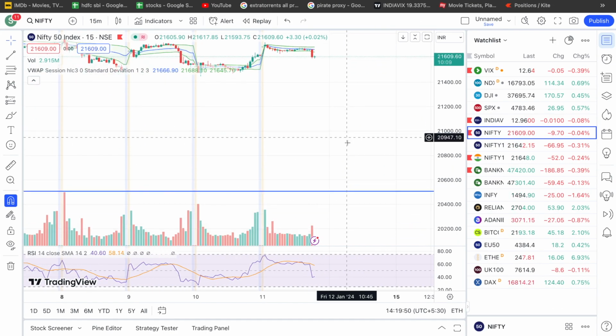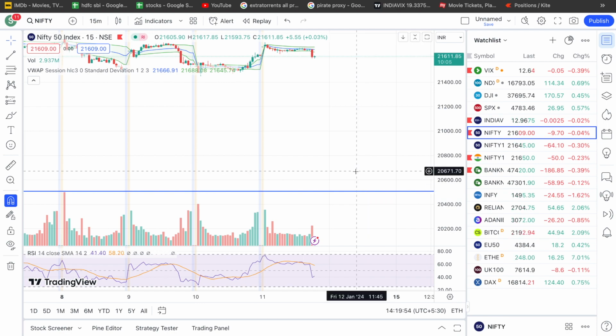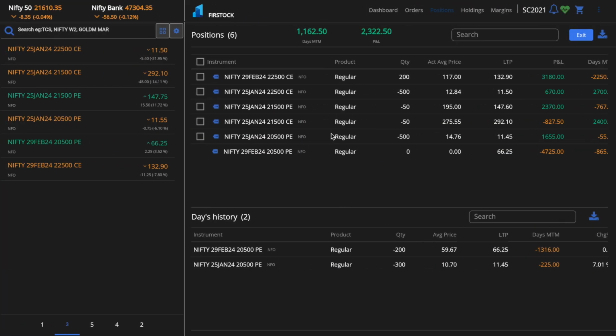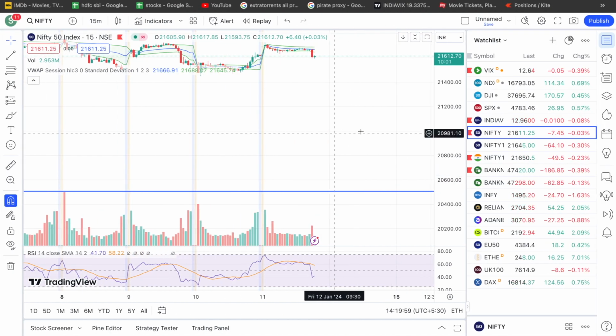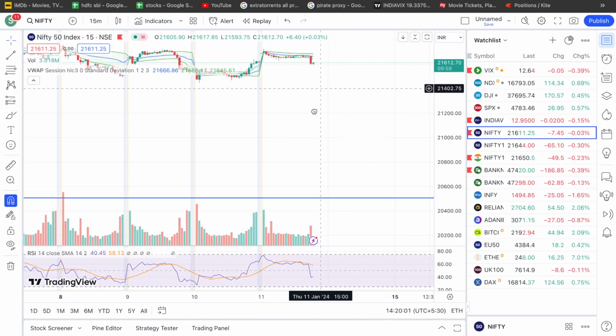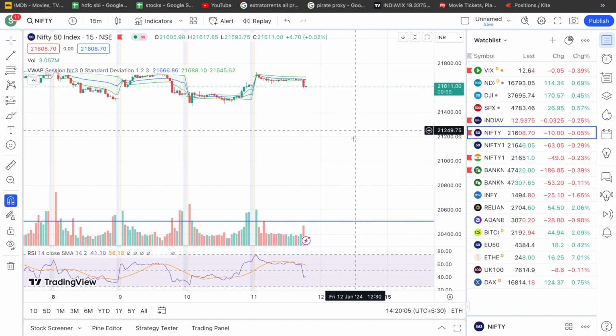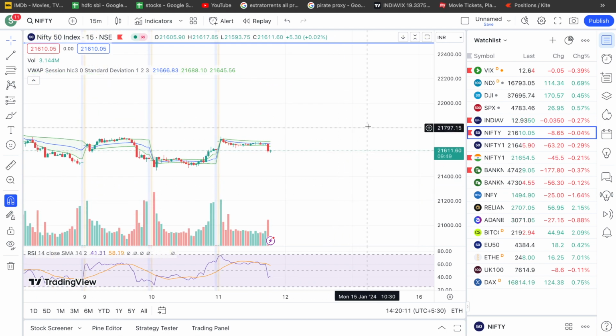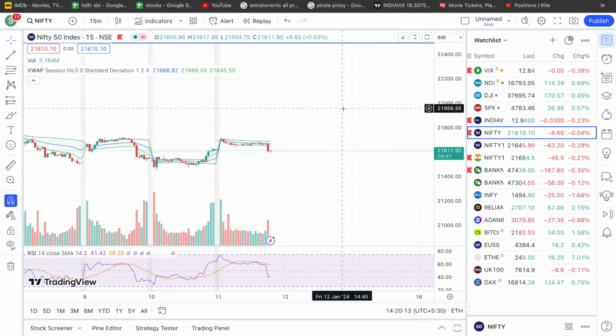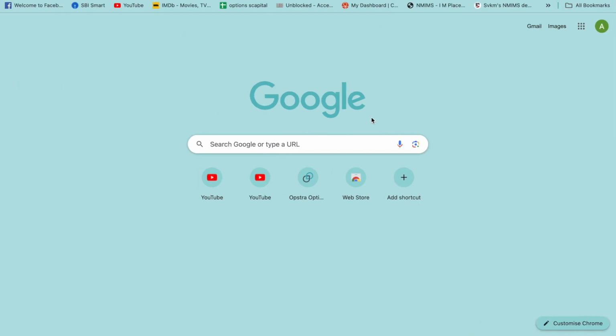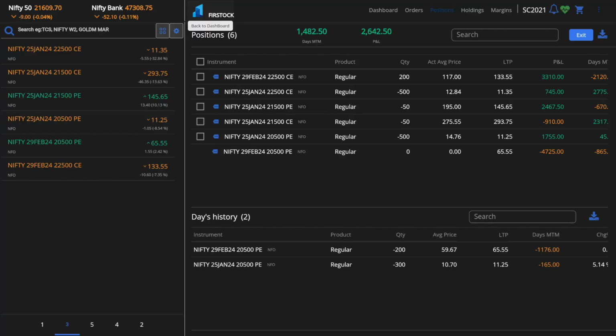So 20,500 PE is safe, I believe. Let's look at the expiry. It's on 25th of Jan expiry. PE looks safe, but at the same time, we will not have any profits left if the market falls below this 21,200 level. So what we want is basically for the market to go upwards, and because the international market is having quite a positive bias, I don't think we should be facing any problems.